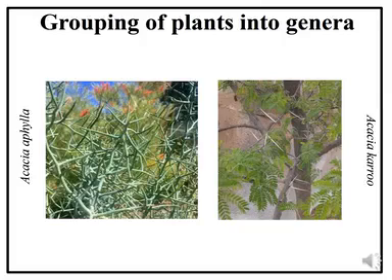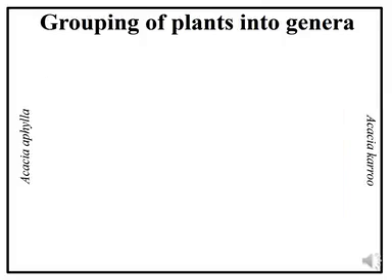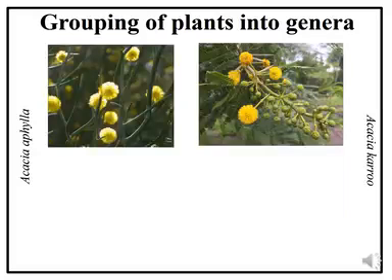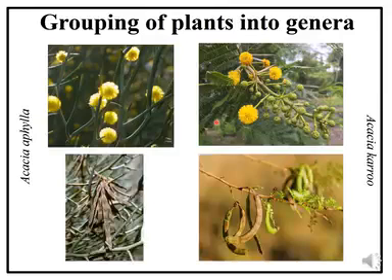But if you focus a little bit further and you look at the flowers, you can see that these two species have got exactly the same type of flowers, okay, which makes them be grouped into the same genus. And the same goes for the fact that both of these two species, even though the whole plant doesn't look the same, they both carry pods as fruit.